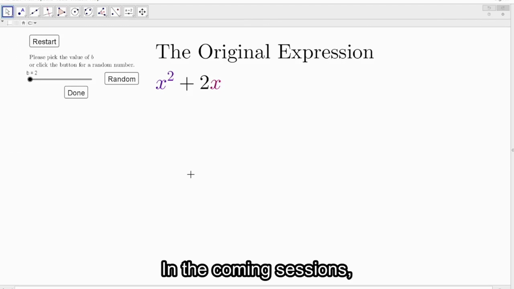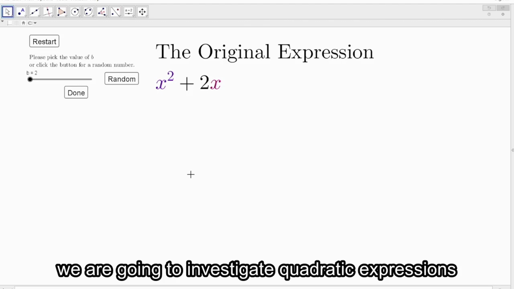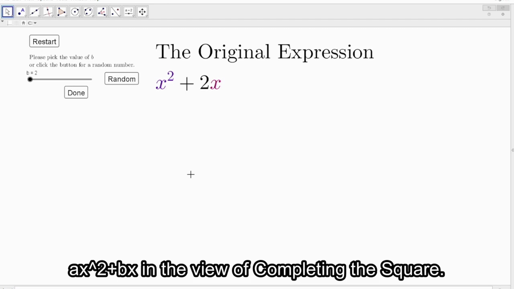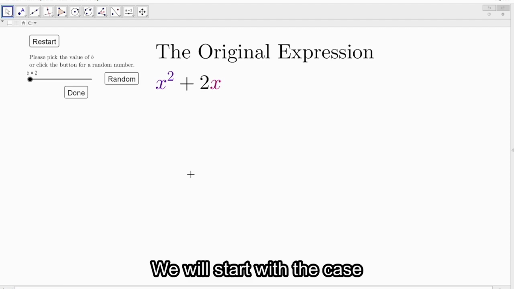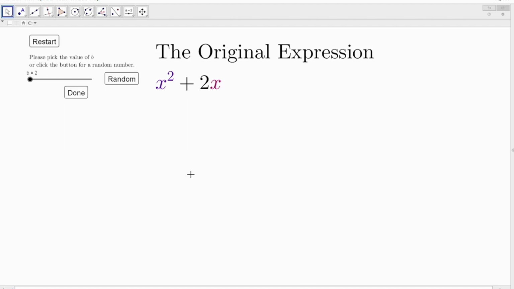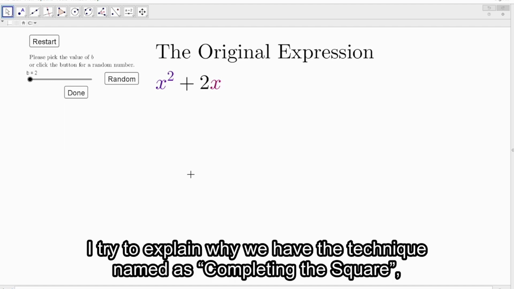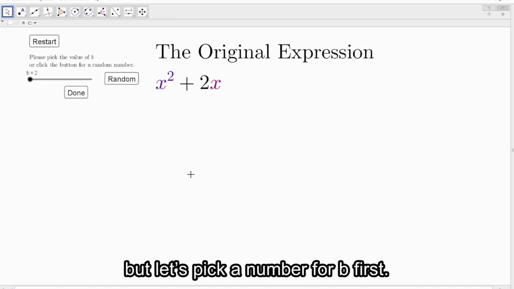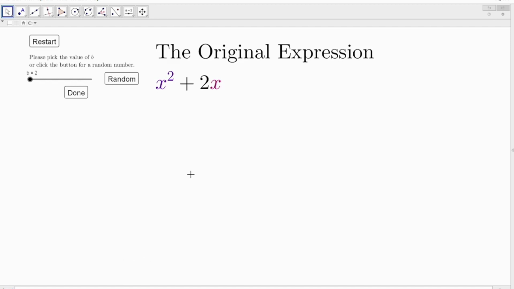In the coming sessions, we're going to investigate quadratic expressions ax squared plus bx in the view of completing the square. We will start with the case where b is an even number. In this session, I try to explain why we have the technique named as completing the square. But let's pick a number for b first.